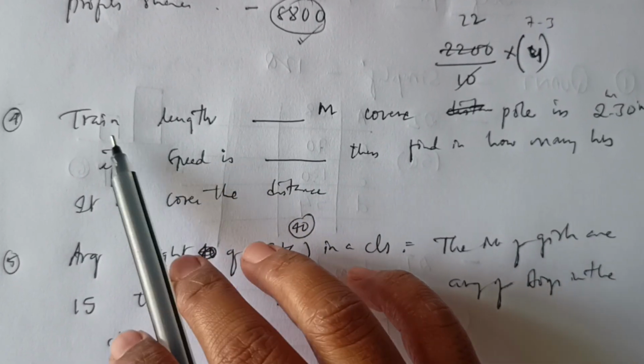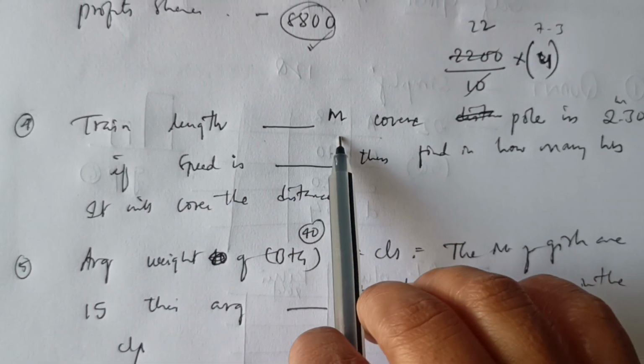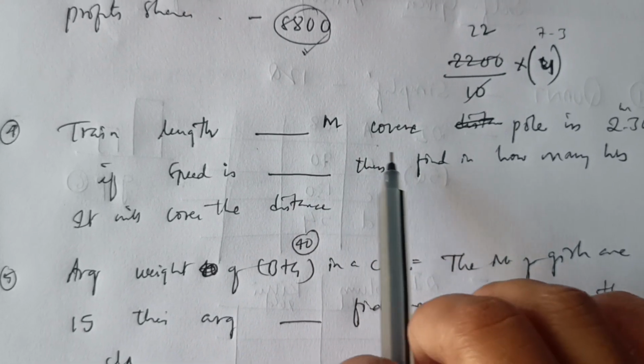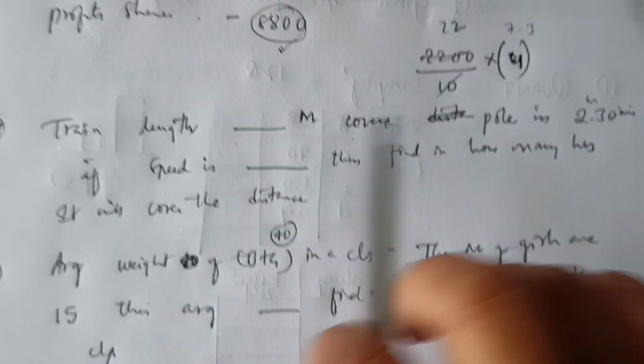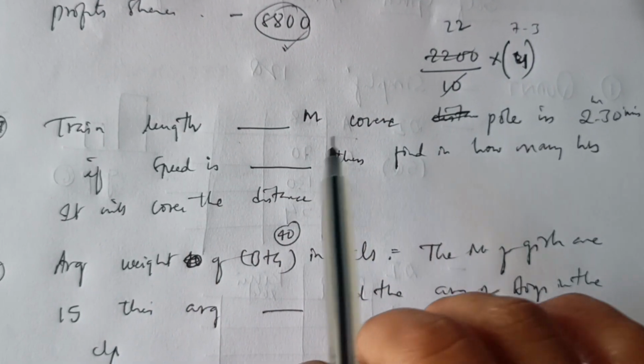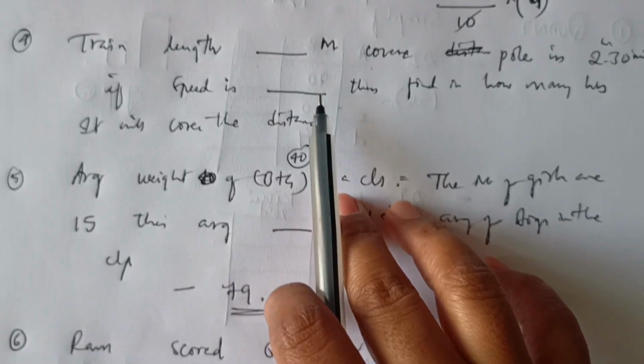Okay, and one question was about the length of a train. They had given the length of the train, I think it was 395, something like that. It covers a pole in 2 hours, 45 minutes or 30 minutes. If the speed is increased, then find in how many hours it will cover the same distance.